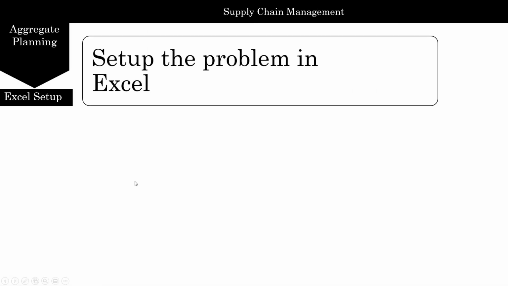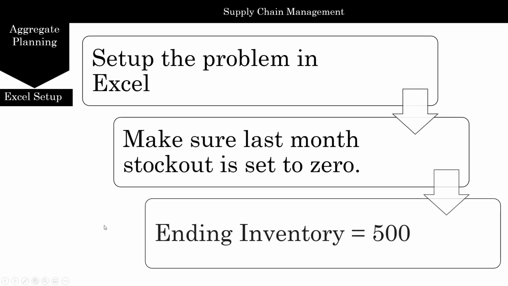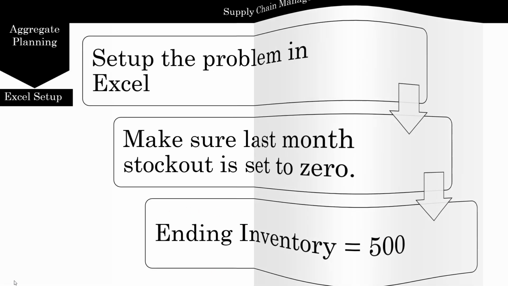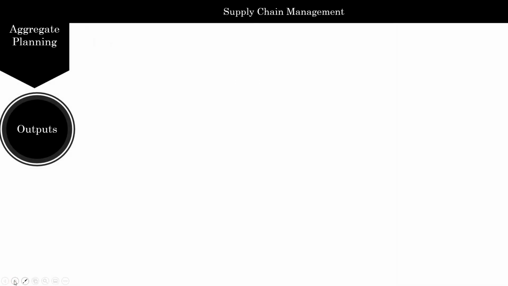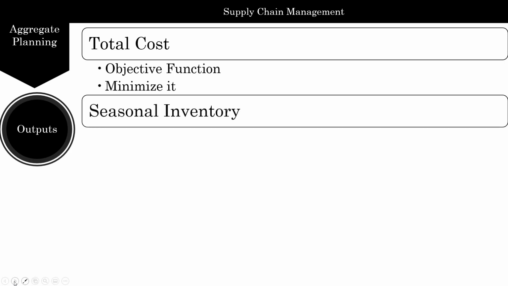So the Excel setup essentially has the following steps. You set up the problem in Excel, you make sure the last month's stockout is set to 0, and of course, because we have already been told in the problem that ending inventory is 500, we need to make sure that the ending inventory is 500. The outputs: you're going to calculate your total cost, which is your objective function, and you need to minimize it.